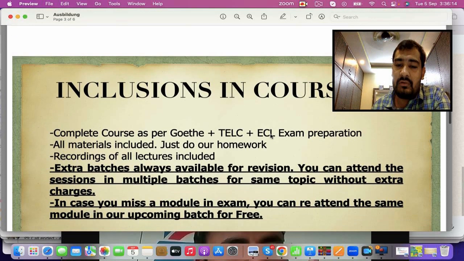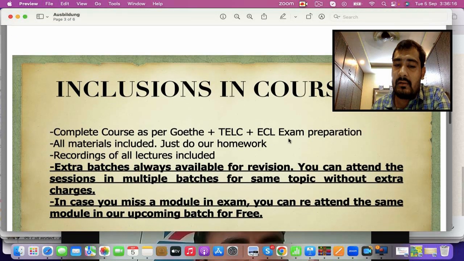So as far as our course is concerned, all the materials are included, all exam papers, not even a single book you have to buy. Language books are very, very costly. You all know that. It's like 1,000, 2,000, 3,000 rupees for a single book. Not even one book you have to buy. Everything is covered in our course. Just make sure you are doing our homework and the certificate will be in your hands. That's our responsibility. That's our commitment to you.